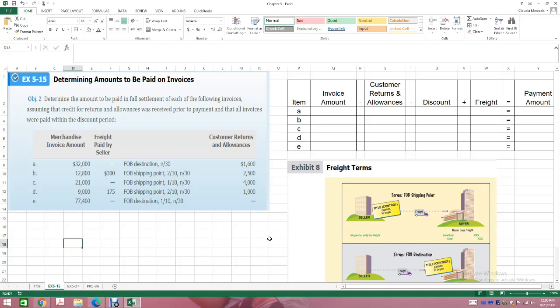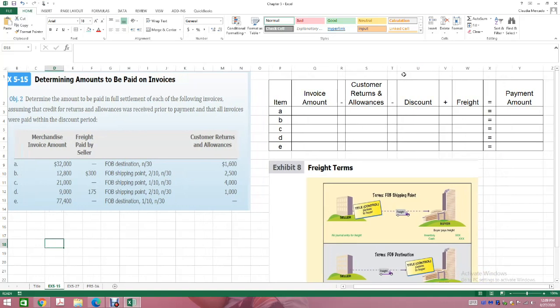So if you read the chapter, you've already identified what the discount period is. There's some discounts issued out. The terms are provided to you in the problem, and they give you 5 different scenarios that we have to basically analyze and calculate our payment amount, okay? So I've set up the problem like this, okay? I started off with the invoice amount. We are going to subtract our customer returns and allowances if we have any. I'm going to subtract any discounts, and I'm going to add any freight. And that's going to give me my payment amount, okay?